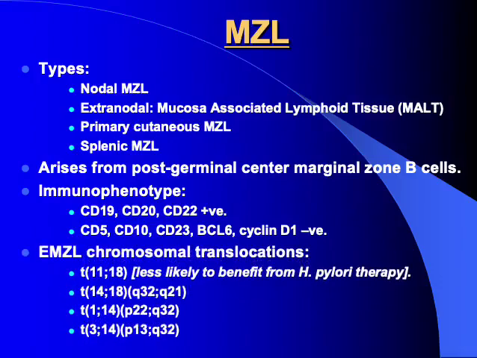Marginal zone lymphoma is characterized by very unique chromosomal translocations. Translocation 11;18, between chromosome 11 and 18, is one of the characteristics of some of the marginal zone lymphoma, especially of the gastric lymphoma. When it is found, it is less likely for the marginal zone lymphoma to benefit from H. pylori therapy. We'll talk about this later, but this translocation is very unique and has therapy implication.